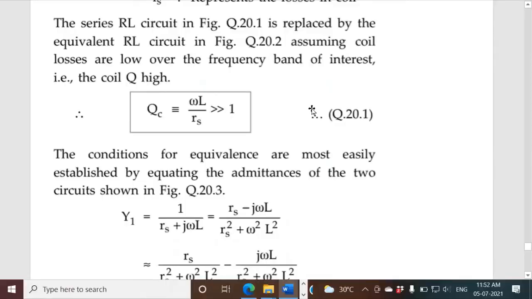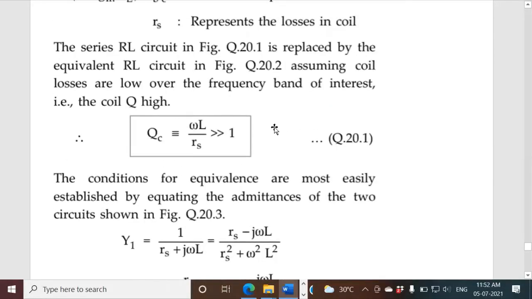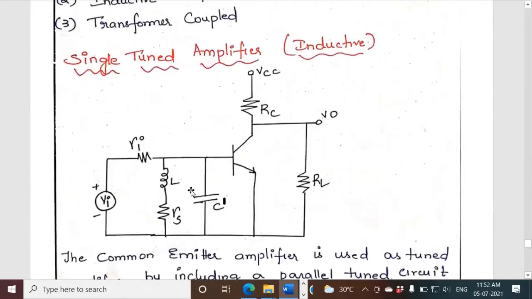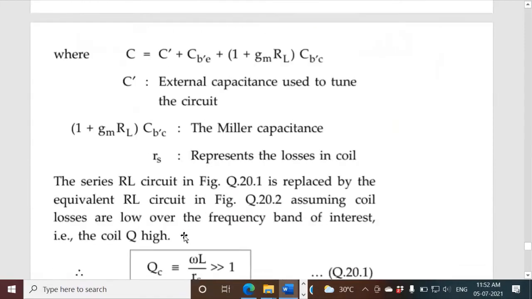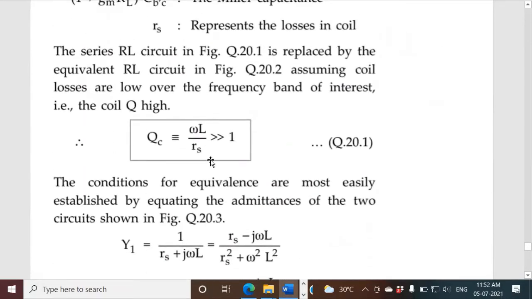So next, you know quality factor, right? For this particular series combination, the quality factor will be omega L by Rs. Usually the quality factor is very high because Rs is very small. We discussed that we are dealing with high frequency, so usually the quality factor is a very high value, around 20,000 like we have seen earlier.